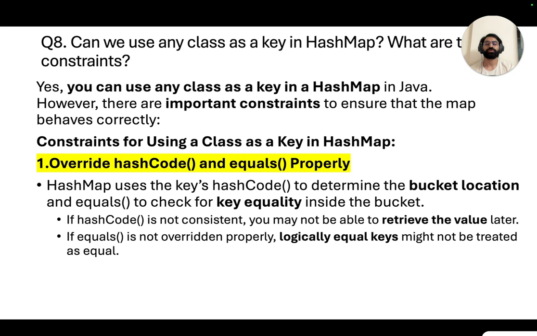To make this map behave correctly, if you're using any custom class as a key, you have to check a few things. First, override the hashCode and equals methods, because we have already seen what problems can come up if you have overridden the equals method but not the hashCode. We have already checked the example for this, so I will not go over it again, you can read it.